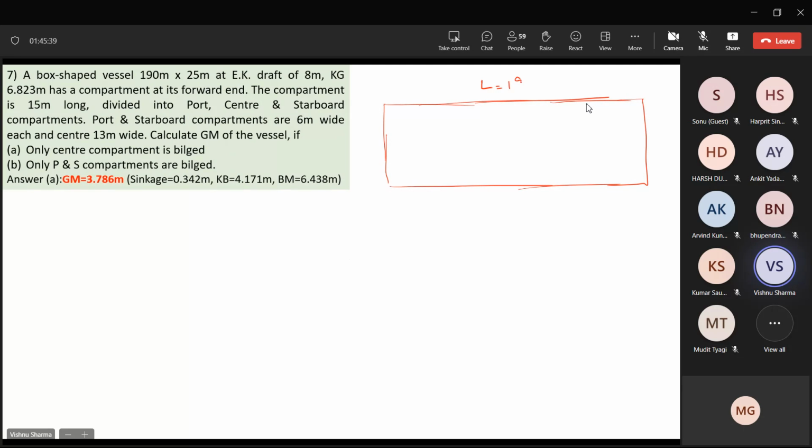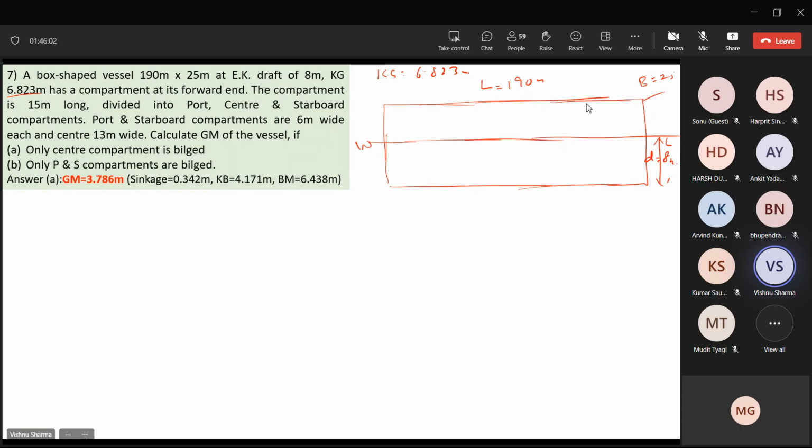Length 190 meters, breadth 25 meters, is at an even keel draft of 8 meters. Same notations, we stick to the same notations time and again. KG.